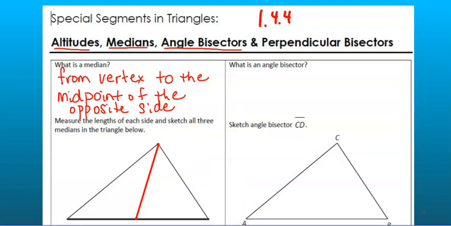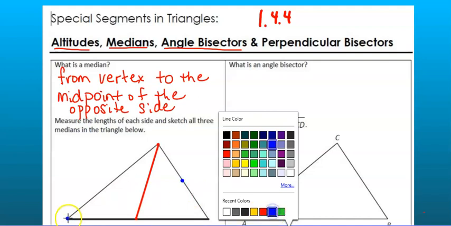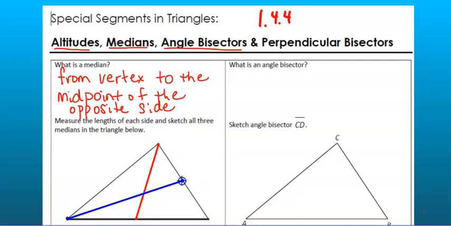So let's do another one. Let's pick a different color. Let's go from this vertex to this midpoint over here. Let me grab my line tool again and do blue. So from that vertex to this midpoint here. Now what should happen is when I draw the 3rd median, they all should meet at a point in the middle. Of course, I've estimated where my midpoints are. If I were to use a compass, or measure and get exactly where that midpoint is, then I would know that these 3 medians were going to meet at that point right there in the middle.